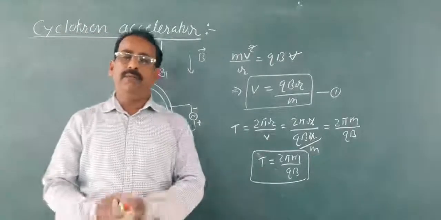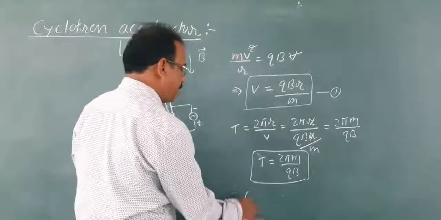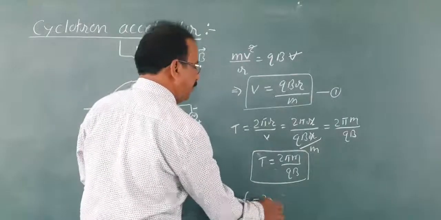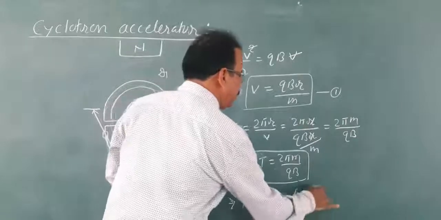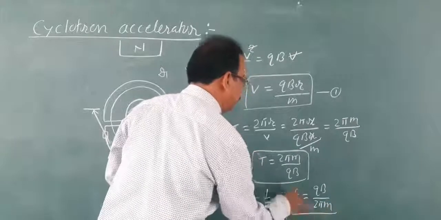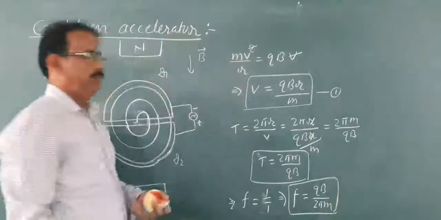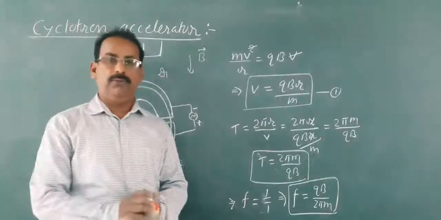Reciprocal of period is nothing but frequency. Therefore, we can write expression for frequency. It is 1 upon T. You get q b upon 2 pi m. This is expression for the frequency of cyclotron.